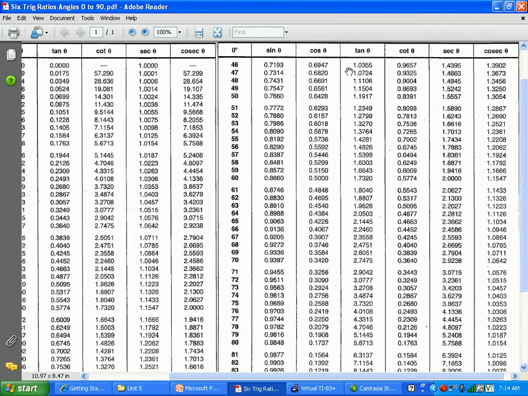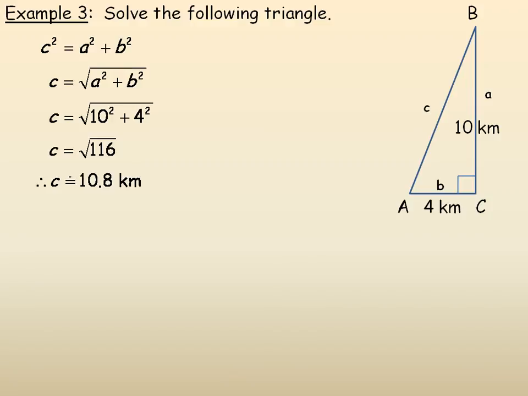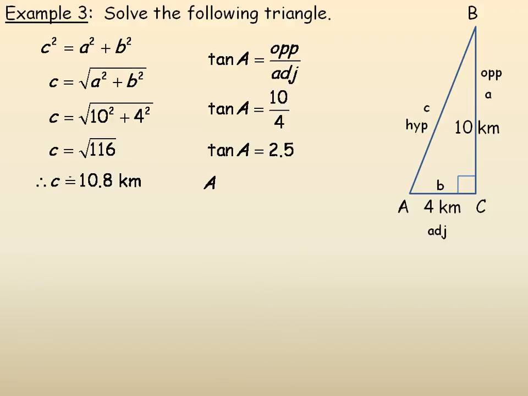And we're looking for the tan is 2.5. Notice they're getting larger here. Larger here. 2.5. That's 2.4751, the number closest to 2.5. And so again, that's 68 degrees. So you could read that from the table. Let's go back to the PowerPoint. So we take the inverse tan of 2.5 and get 68 degrees.